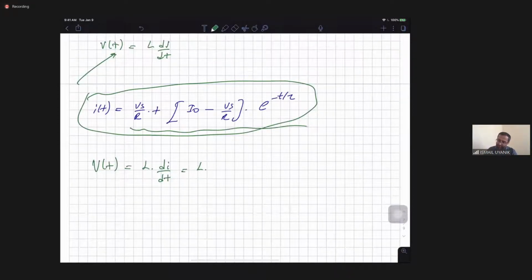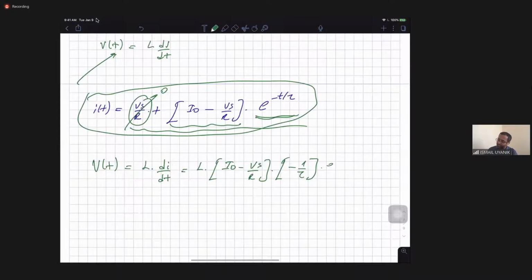Here, this is a constant, so its derivative will be 0. And this is a constant multiplying this term, so that constant will remain as a constant. I will still have it here, Vs over R. And then the derivative of this is going to be what? Minus 1 over tau, right? So that will be minus 1 over tau times e to the minus t over tau. Is this okay for everyone?